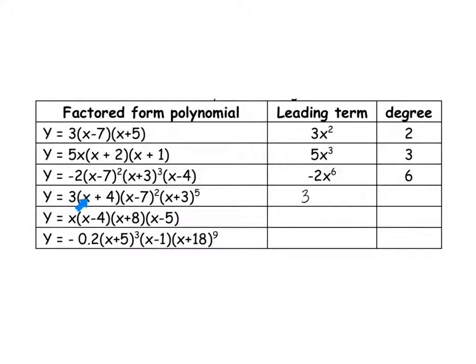I multiply x by itself once here, twice here, and 5 times here. So 5, 6, 7, 8 times. So this is going to be a leading term of 3x to the 8th with a degree 8.